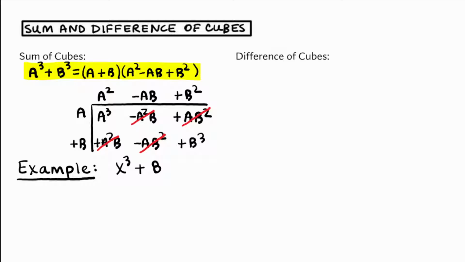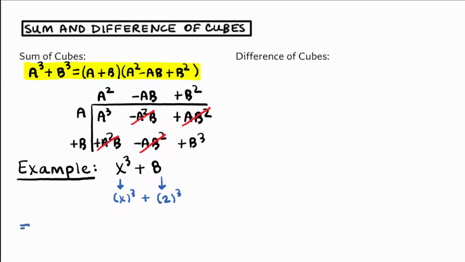So, for example, I'm asked to factor x to the 3 plus 8. I'm going to go over here and say, okay, x to the 3, well, that's the cube of x. This is the sum of 2 cubes. So plus 8, that's a cube number, that's the cube of 2. Okay, so it's 2 to the 3.